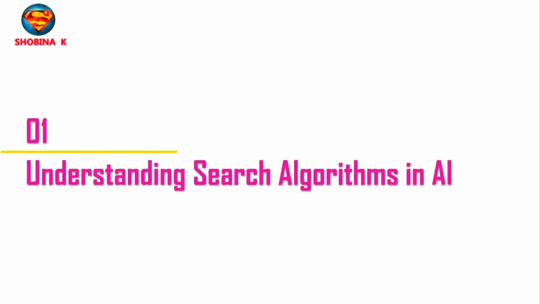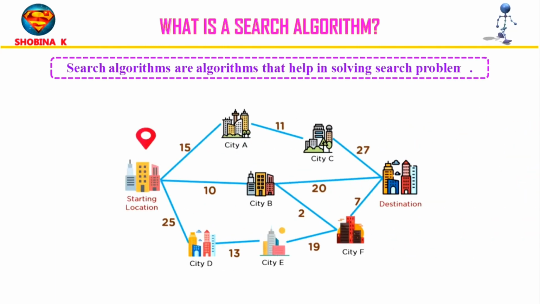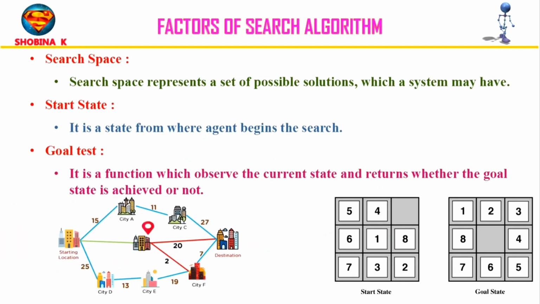Now let's move on and understand what are search algorithms in AI. The solution to a search problem is a sequence of actions called the plan that transforms a start state into a goal state. And this plan is achieved through search algorithms. Search algorithms are algorithms that help in solving search problems. Searching is a step-by-step procedure to solve a search problem in a given search space.